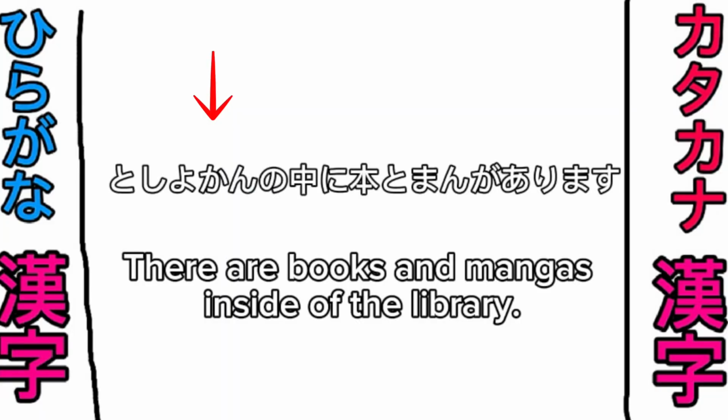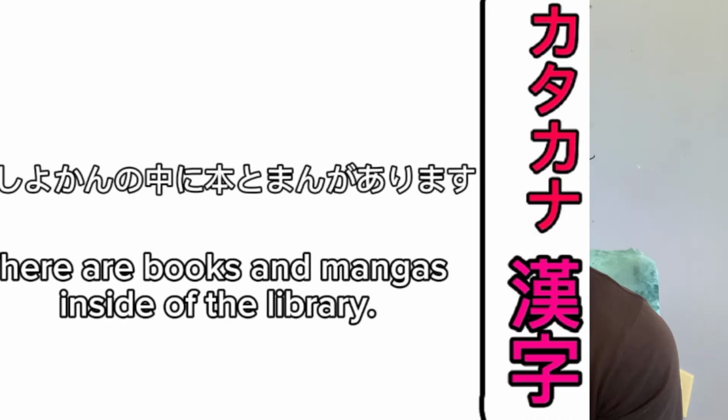図書館 means library, right? But library isn't initially the focus of the sentence. The focus is hon to manga, because ga follows hon to manga. So because it is hon to manga ga, that is the focus of our sentence. And hon means book. Also naka means middle or inside. So for this sentence, it would be: there are books inside of the library. No, there are books and mangas inside of the library. Boom. I just blew your mind.